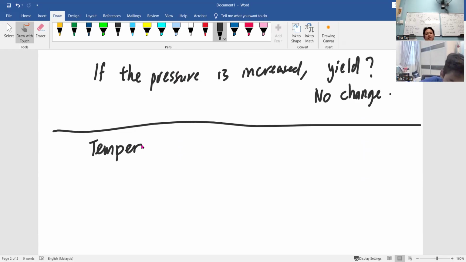But will it affect the rate? The rate will increase. The yield, no change, but the rate will increase. Understand? Because high pressure, high rate.